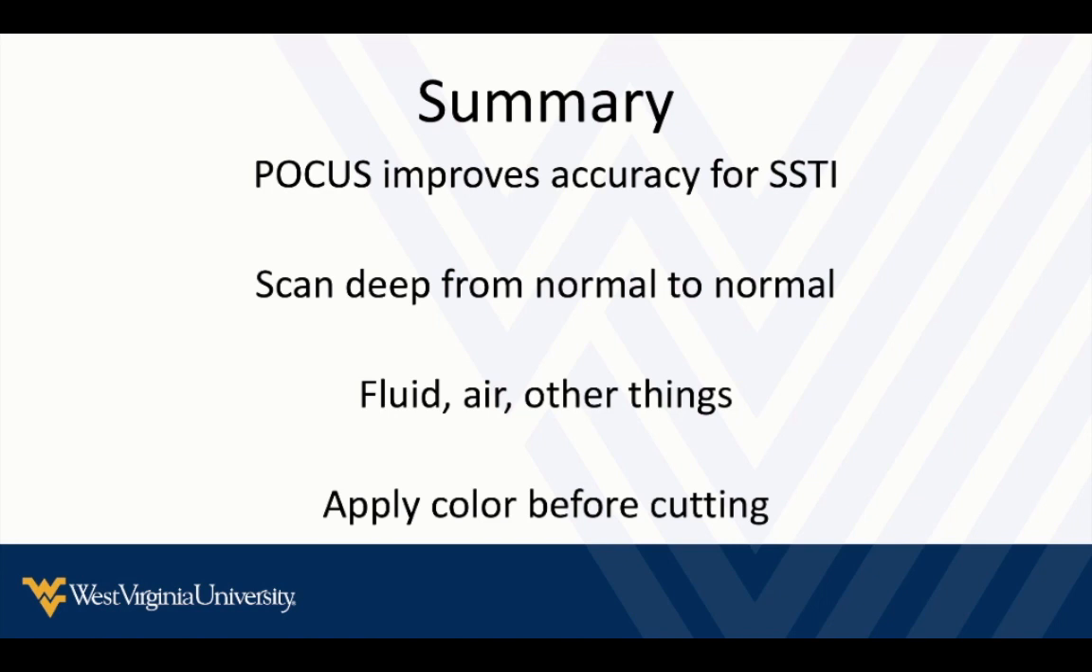When you're scanning, make sure you go, one, deeply enough, probably deeper than you think. If there's any lesion you see, make sure you see the deep or posterior borders. Take that probe from normal through the area of concern to normal again. I want you to recognize what fluid looks like and don't miss it because it's complex or loculated. I want you to recognize what air looks like, because if you can't explain why the air's there, then that's going to change how you're going to manage that case. And all the other things we talked about, like hernias and lymph nodes and vascular structures, and always apply color before you cut.